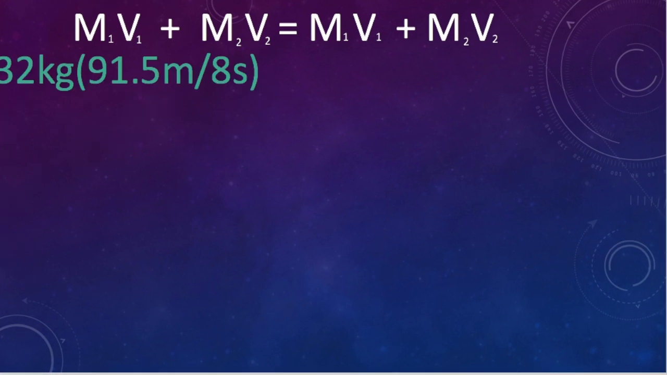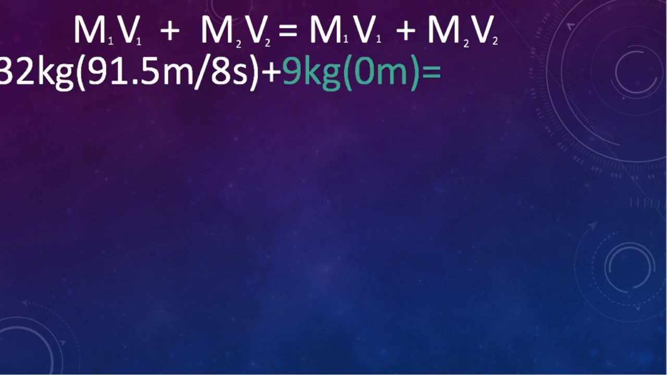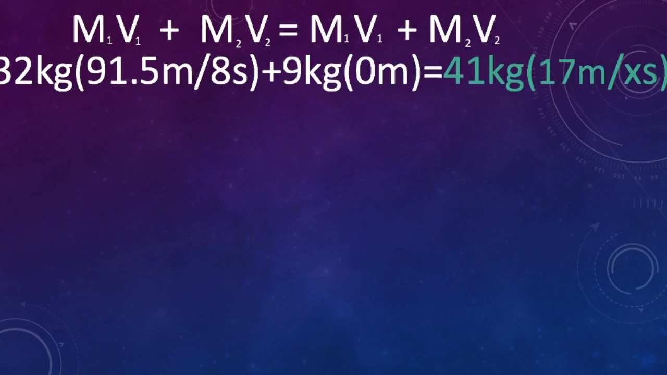The girl has a mass of 32 kilograms and the zip line is 91.5 meters long, and it takes her 8 seconds to get to the tire. The tire has a mass of 9 kilograms. After the collision, the girl and the tire have a combined mass of 41 kilograms. They then travel 17 meters. How long does it take them?